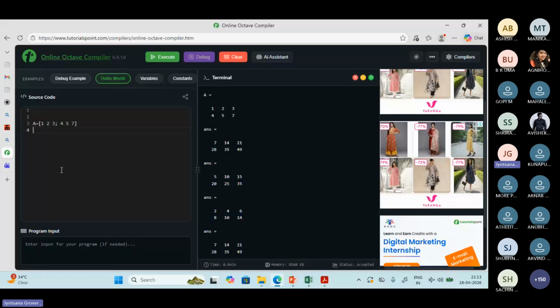So 0, how do you represent? Suppose B is a matrix of zeros. You write it like this. Zeros of how many rows? 2 rows and 3 columns. So you say B is a 0 matrix. B plus A. Let's execute.